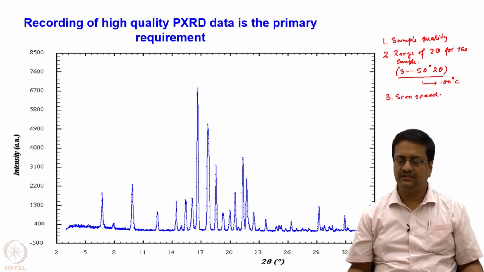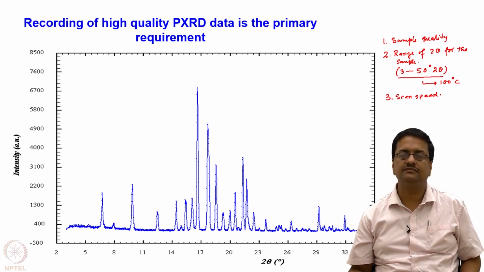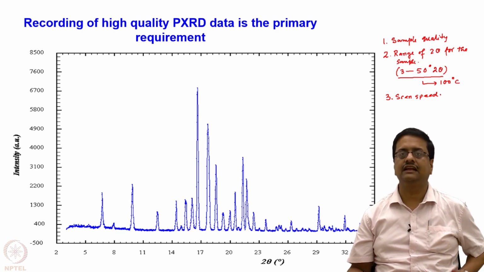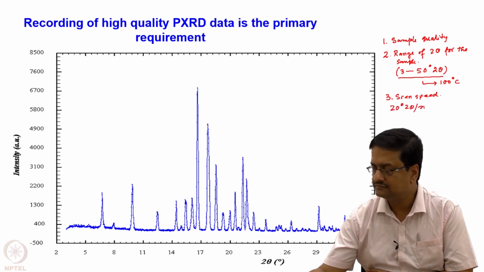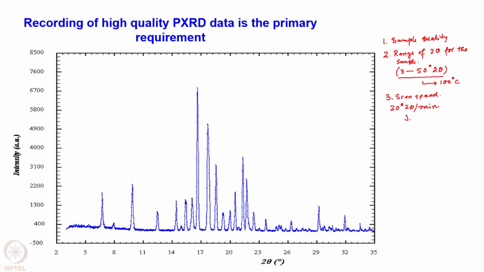Depending on the need of this data, what will be the application of this data, one has to choose the scan speed. A scan speed can be as fast as 20 degree 2 theta per minute to as slow as 0.2 degree in 2 theta per minute. You can imagine that for recording from 3 degree to 50 degree with 20 degree per minute, it takes only about 3 minutes. When it is 0.2 degree per minute, it will take about 300 minutes, which means about 5 hours.